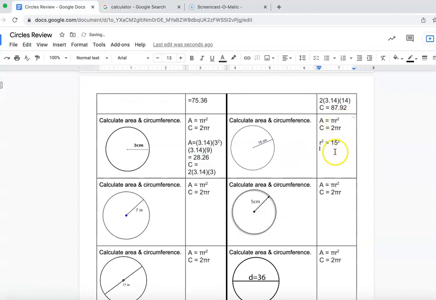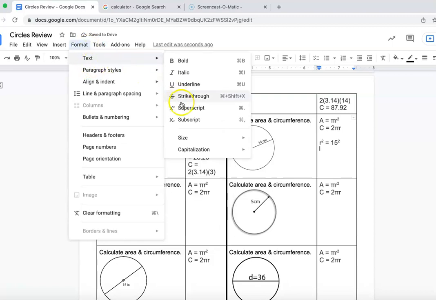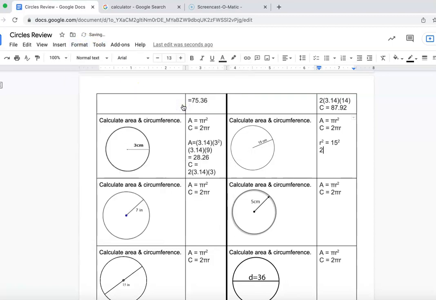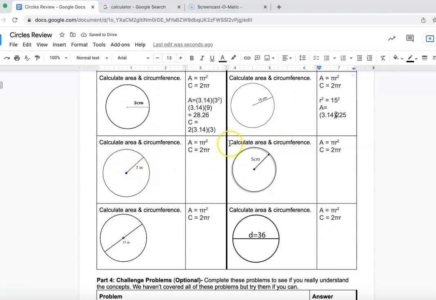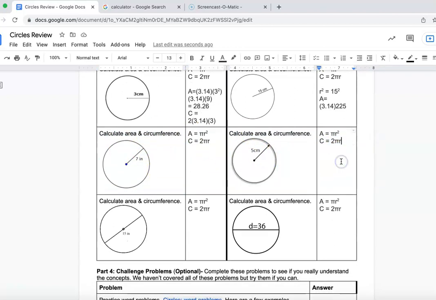So that would be, oops. See, if you want to keep typing in the right format, you have to get rid of that. So 225, and then multiply that by pi. So the area equals pi times 225. Okay, I don't think I need to keep going. These two are the exact same, so I'll let you do the calculations here.